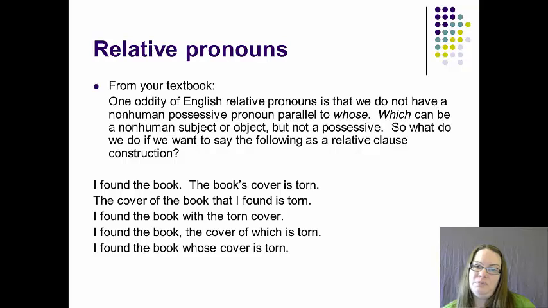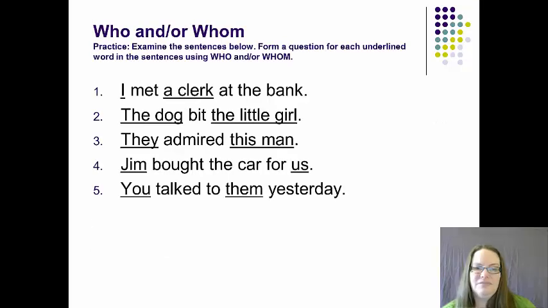But for many people, that's not an acceptable form for them. Here are some example sentences from our textbook. Take a look and see if you can figure out how to ask questions about the underlined noun phrase. So in the first one, I met a clerk at the bank. How could I ask about the clerk? I could ask about the clerk by saying, who did you meet at the bank? Or who did I meet at the bank?